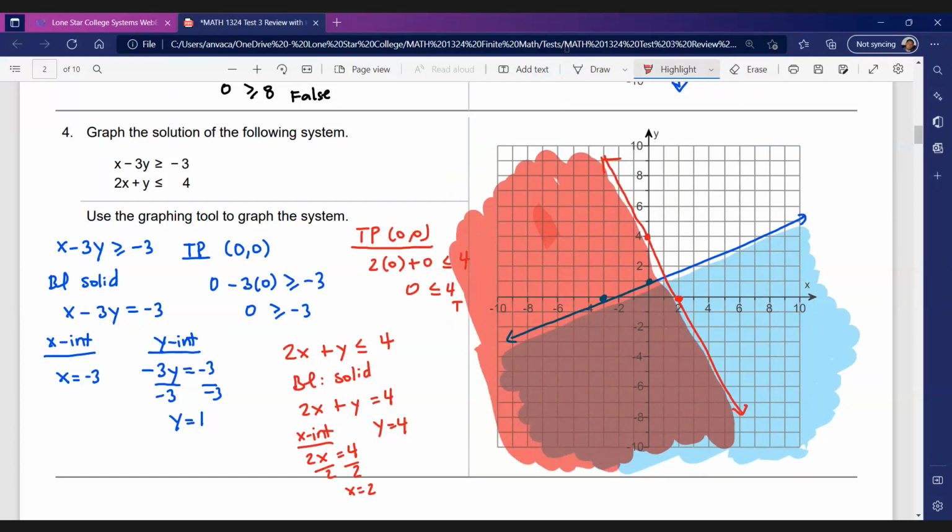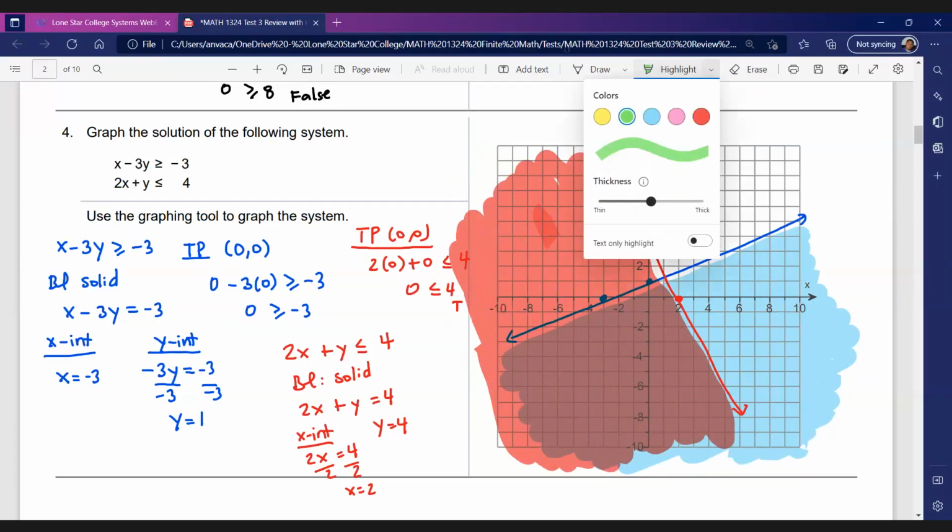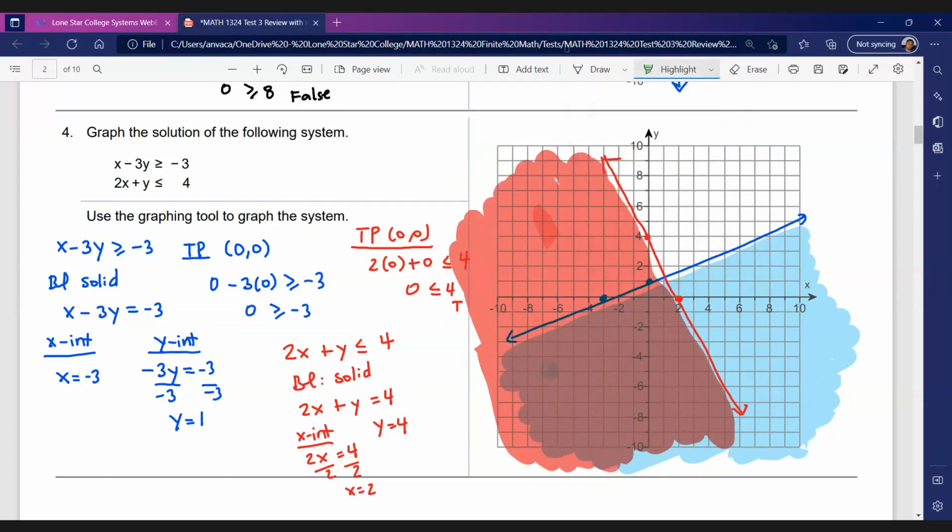Now I'm going to choose a different highlighter to highlight only the area where the two solution sets intersected, which is this. All right, so let's see my best second grade coloring going on right now. And so therefore, that's the only thing that I need to keep on my graph. Everything else needs to be gone. I'm only keeping where the two solution sets intersected.